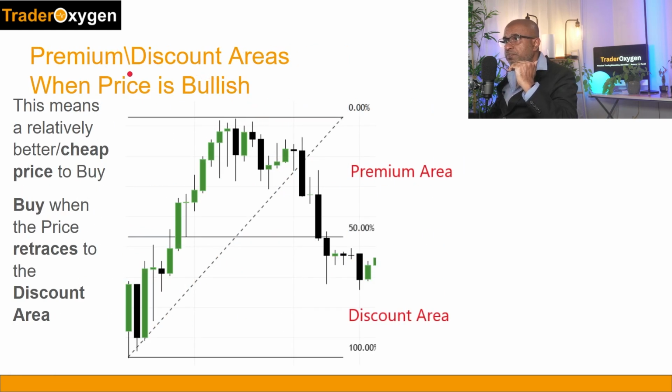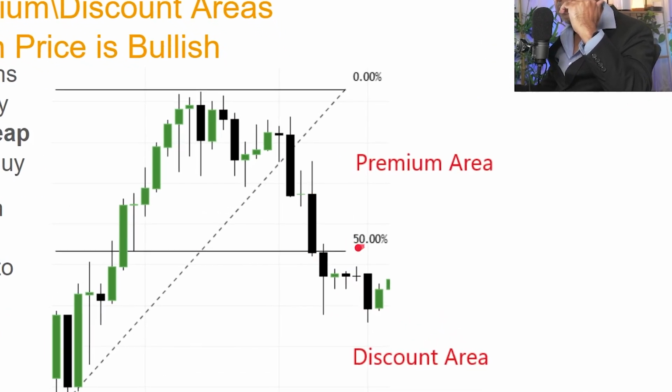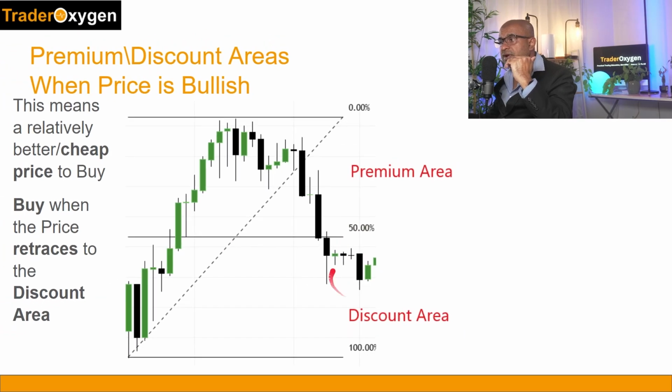So now we will look into premium and discount areas when the price is bullish. So what that means is when the price is in an uptrend, and when you see a swing high, and if the price is retracing, what you do is you draw the fib tool from this swing low into this swing high. And when the price starts retracing, what you are checking is if the price is coming below 50% of the fib. And we call it the discount area. So which means a cheap price to buy. So traders will buy when the price retraces into the discount area.